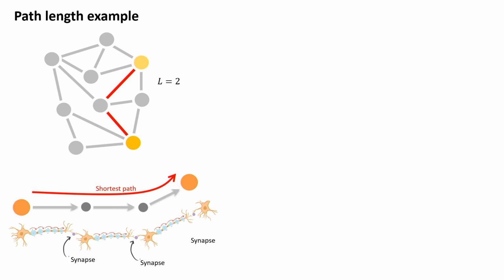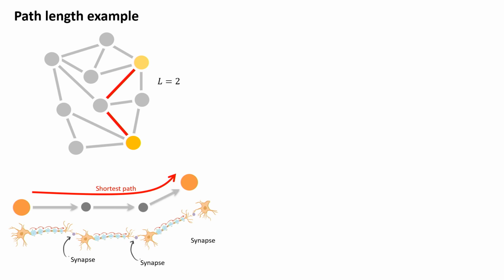I want to motivate the importance of null models using a simple example, using the measure of path length. And path length, as probably most of you know, just tells us how many hops or how many connections we need to traverse to get between two nodes. So in this example, the two yellow nodes, the path length is 2, and I denote the path length with L.